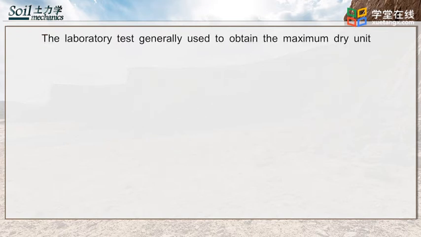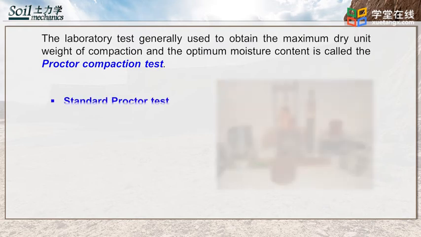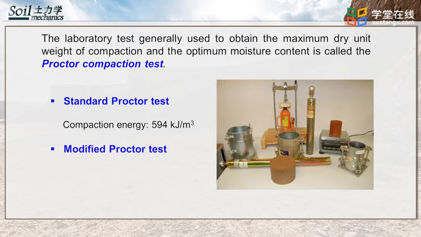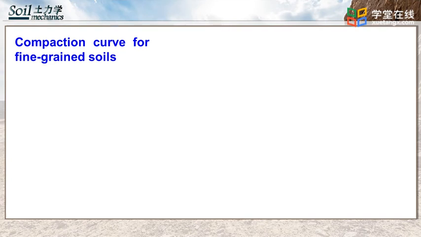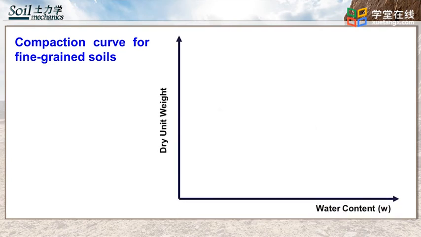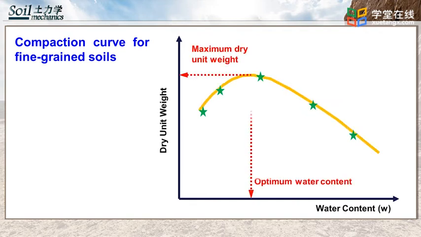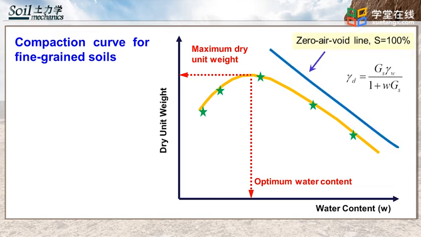The lab test used to obtain the maximum dry unit weight of compaction and the optimum water content is called the Proctor test. Depending on the energy delivered to the compacted soil samples, Proctor test can be classified as standard and modified Proctor tests. Four or more tests are conducted on the soil using different water contents. The results are plotted as dry unit weight versus water content.